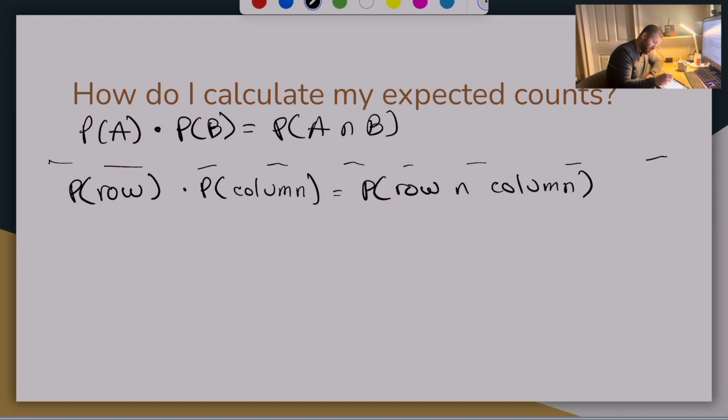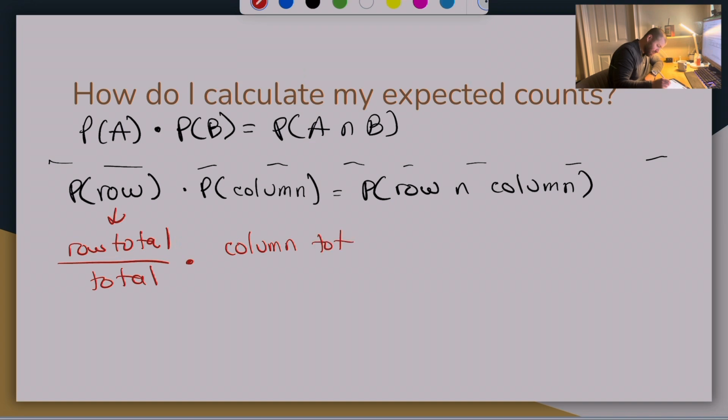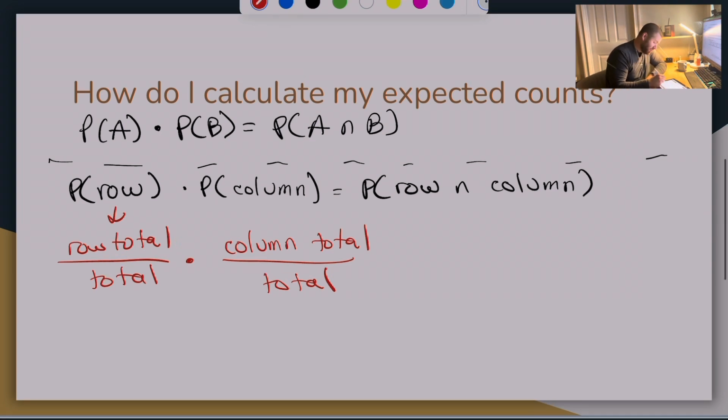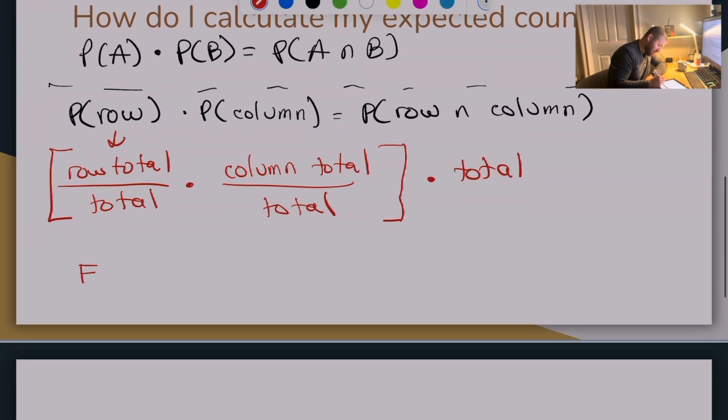So the probability of being in a row, this is the row total over the total, times the column total over the total. And so now to get the actual expected number, that's my probability, I'm going to multiply that by my total sample size again. And so what this ends up being is that my expected is equal to the row total times the column total over the total sample size.